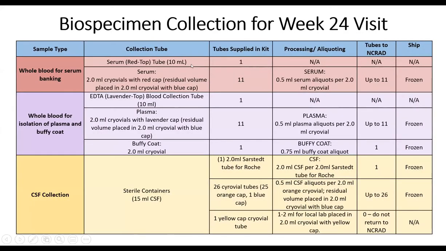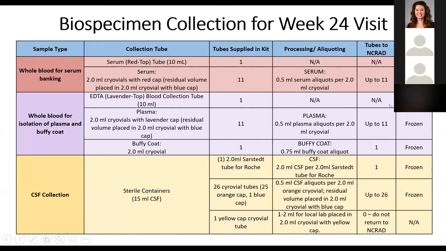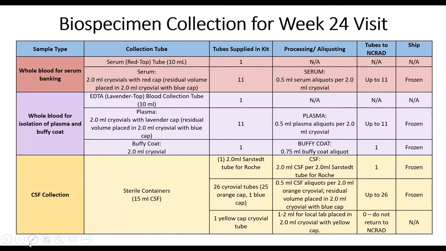Then the week 24 visit and the early termination visit are the same, and they are a combination of everything you're collecting at the screening visit and the other visits where you're getting blood products and CSF. So it's 2 10 ml tubes of blood again. It will be the red top, the purple top, and 15 mils of CSF. All will be sent frozen to NCRAD, and these will also all be sent in batches.